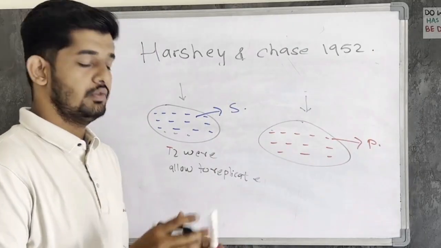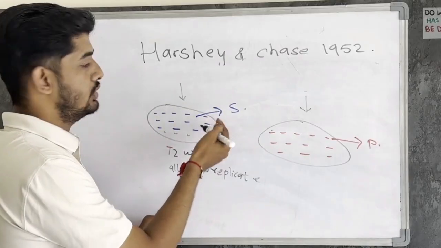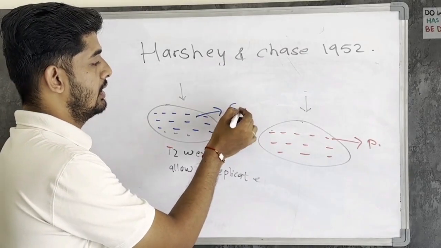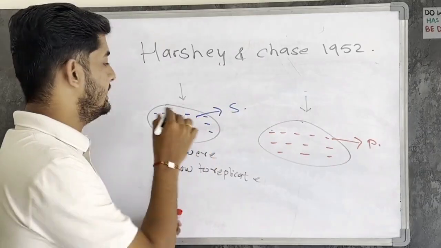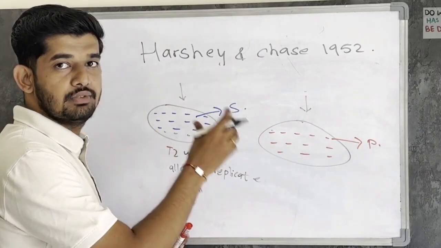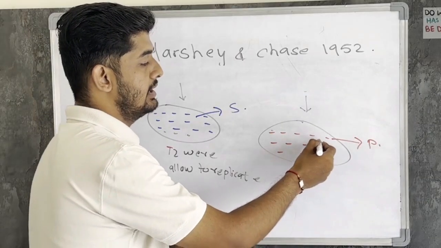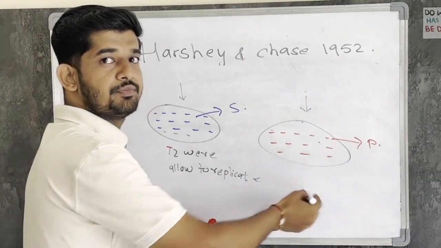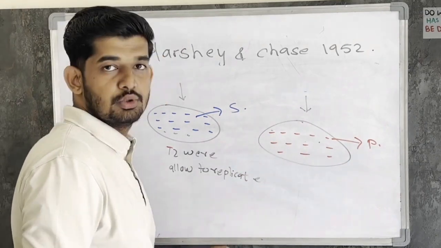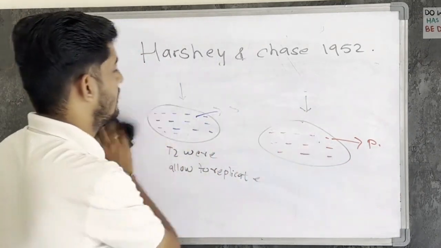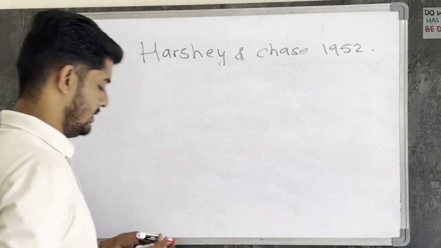Now what is going to happen is, the T2 phages that were grown on the radioactive sulfur are going to uptake the sulfur, and only in their protein coat are we going to find the radioactive sulfur. And the bacteriophage that were replicated in the radioactive phosphorus media, their DNA part is going to uptake this radioactive phosphorus and not the protein coat.